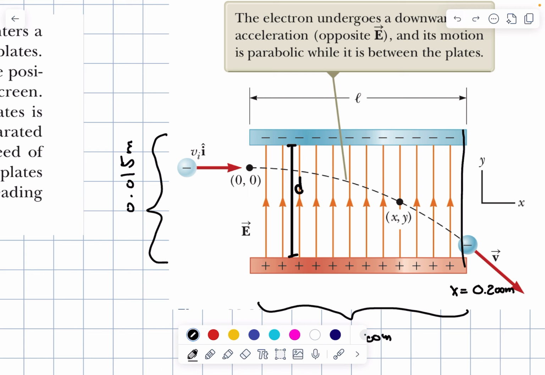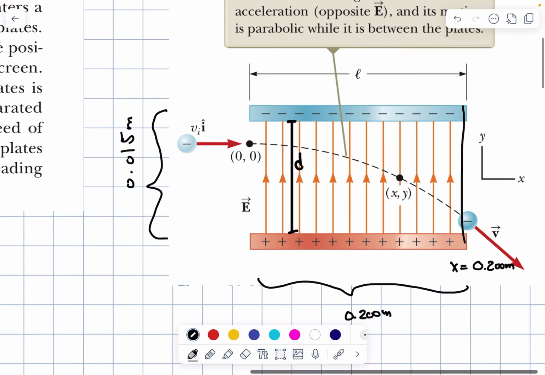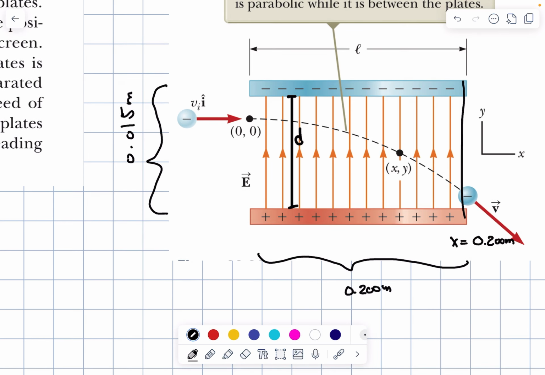It starts here at position 0, 0 with some initial velocity in the x direction. Because of the electric field, it's going to feel the force down in the negative y direction that's going to be pulling it down into this curved path, and it is going to, at some point, exit the parallel plate capacitor system.